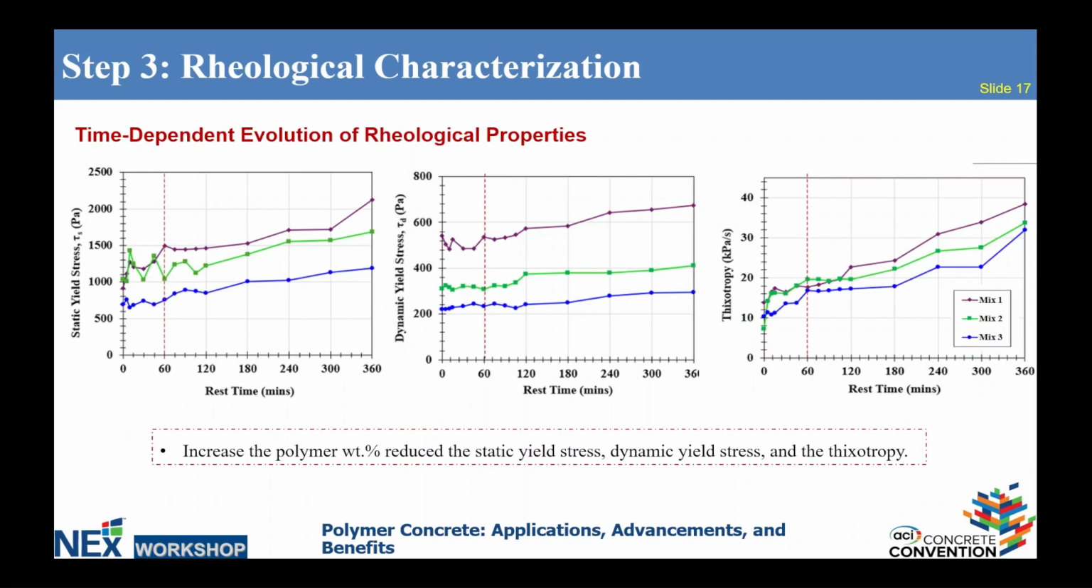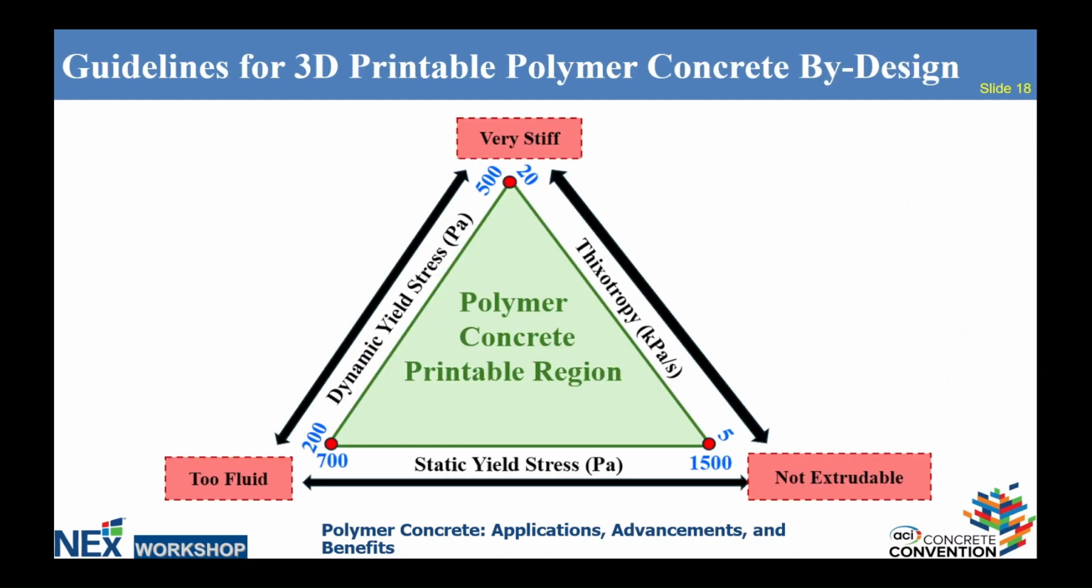So we could also see that increasing the polymer content reduces the static yield stress, the dynamic yield stress, and the thixotropy. However, all of them were within the range for 3D printing polymer concrete and other cement materials. So here is the most important slide to me, because it summarizes all the previous work that we have done to judge the mixes.